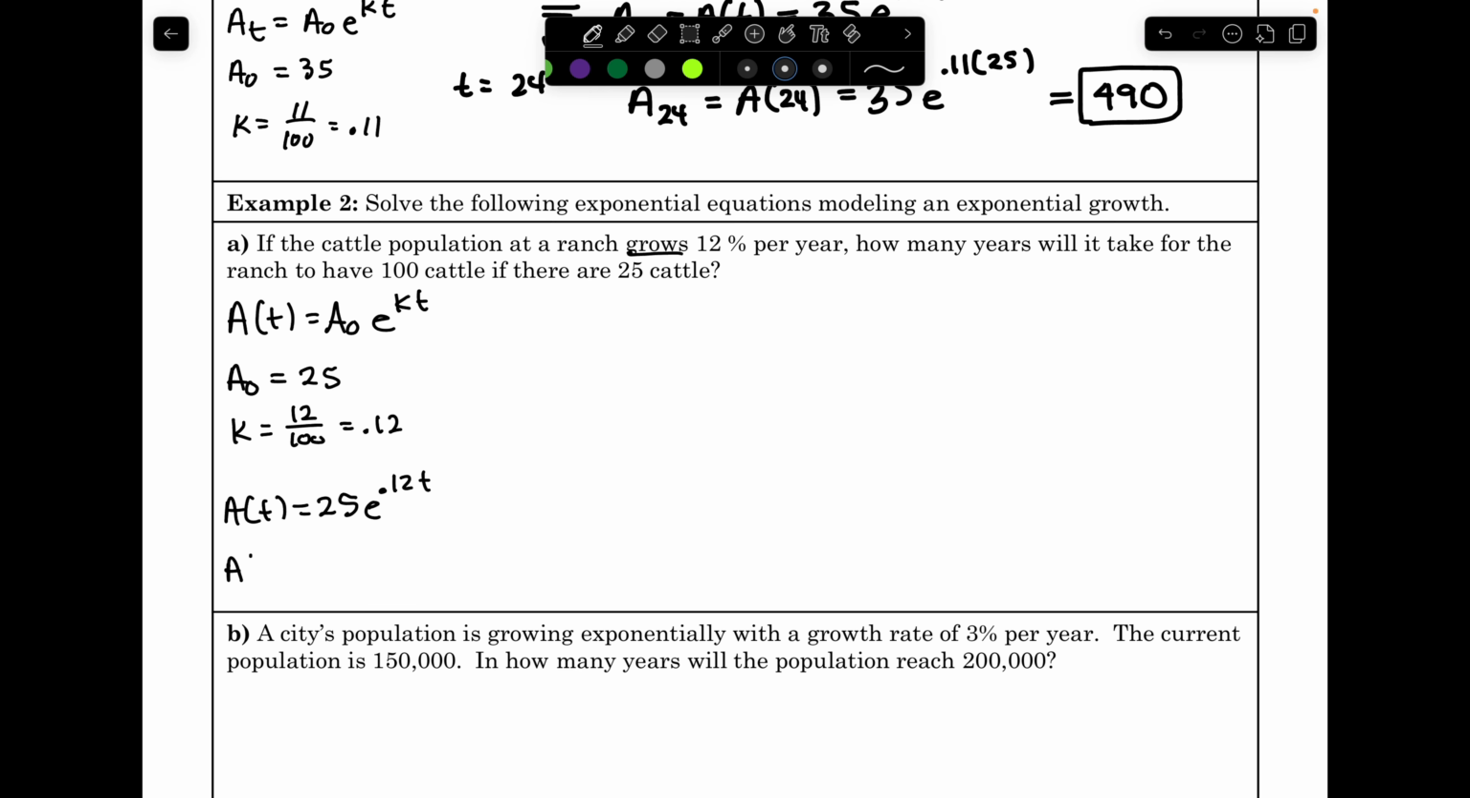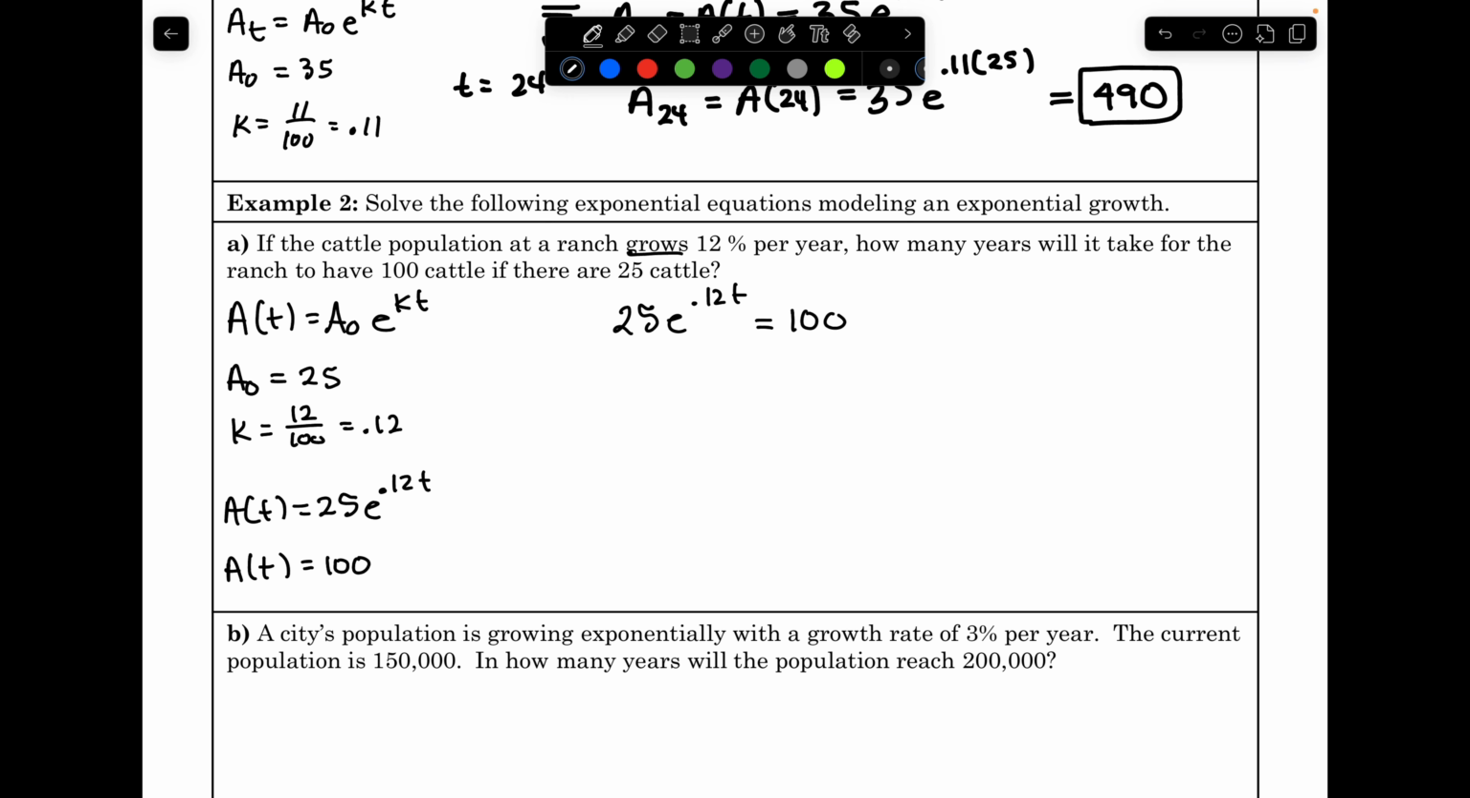What we want to do now is figure out the time when the cattle is going to be 100. We don't know this value of t, but we do want it to be exactly 100. So we're going to end up solving an equation instead of evaluating this formula and plugging in a number for t. Since A of t equals this, and we want that same A of t to equal 100, these two things are going to equal each other. So we end up creating an equation instead of evaluating something.